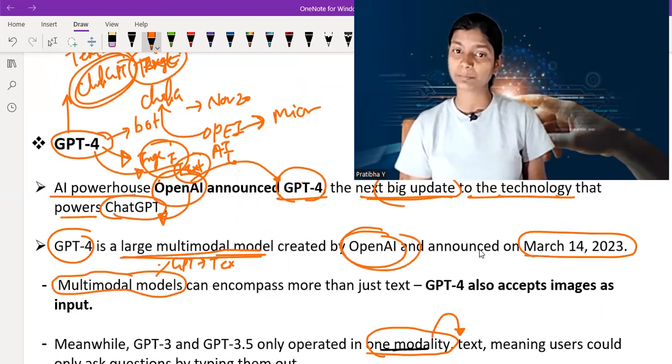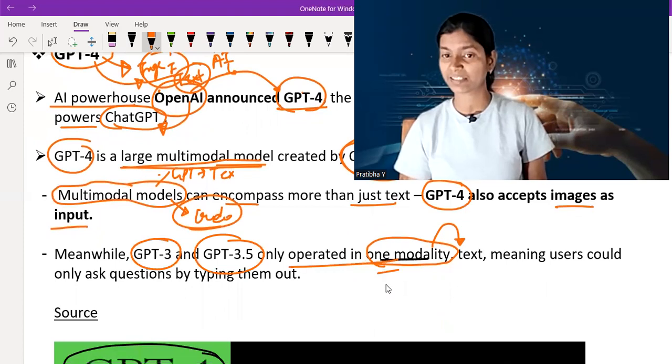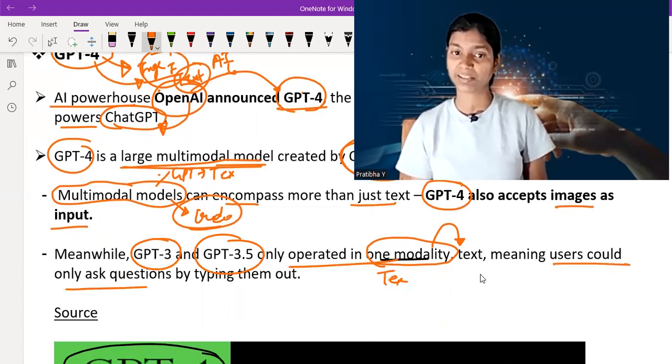A multimodal model can encompass more than just text. In future, multimodal means not only images and text, but videos and audio can also be taken as input. Meanwhile, GPT-3 and GPT-3.5 only operated in one modality, that means they take text as an input, meaning the user could only ask questions by typing them out.